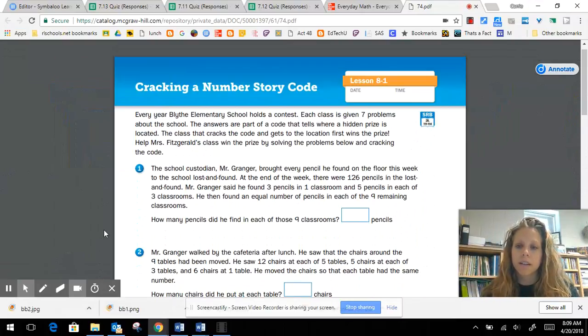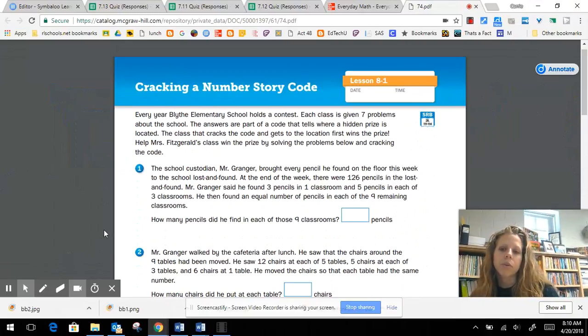Let's read the intro. Every year, Blythe Elementary School holds a contest. Each class is given 7 problems about the school. The answers are part of a code that tells where a hidden prize is located. The class that cracks the code and gets to the location first wins the prize. Help Mrs. Fitzgerald's class win the prize by solving the problems below and cracking the code. So that is your goal, is to crack this code at the end.